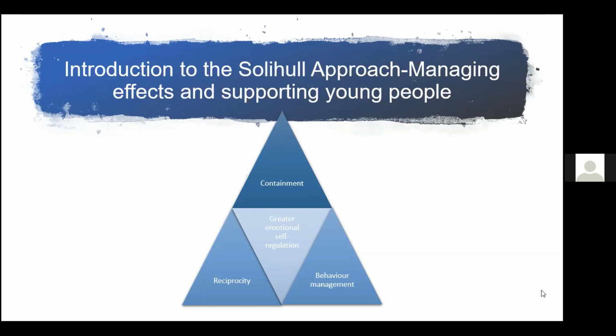And the idea is that those 3 concepts are the main elements, and if we can emotionally contain a child and relate to them reciprocally, then behaviour management will begin to develop independently. So in the Solihull model, the factors of containment and reciprocity would come first, and then from that we would expect to see improved behaviour management. Because the idea is that by developing greater emotional regulation first, the behaviour management would then follow, and would enable that self-regulation to develop.